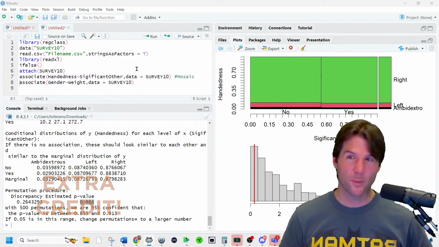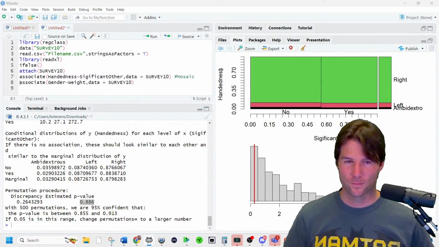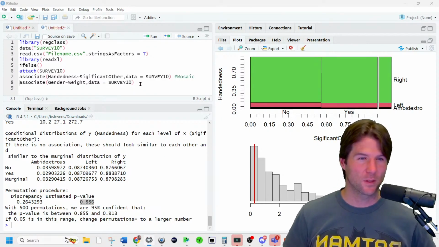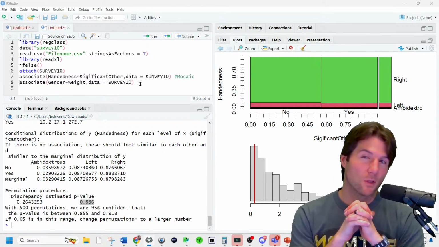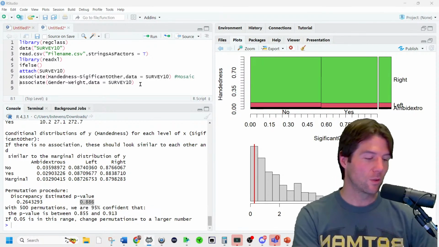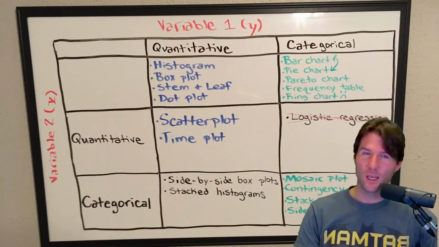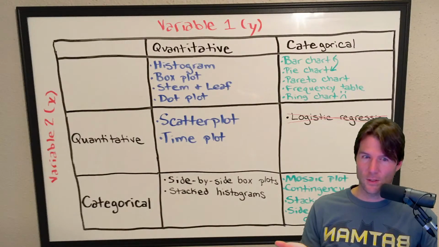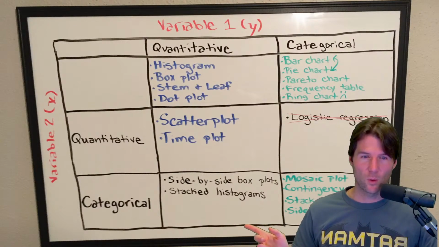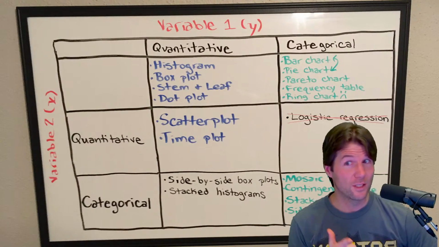We didn't just talk about mosaic plots. Side-by-side box plots. So side-by-side box plots require certain things. To do side-by-side box plots, you need a categorical X and a quantitative Y. So notice side-by-side box plots right here are categorical X, quantitative Y. And we did have a contingency table on that last one too.